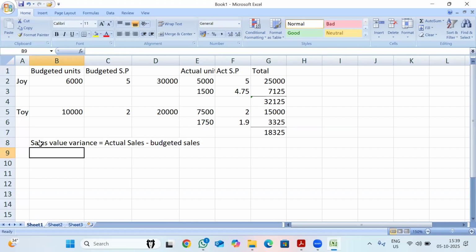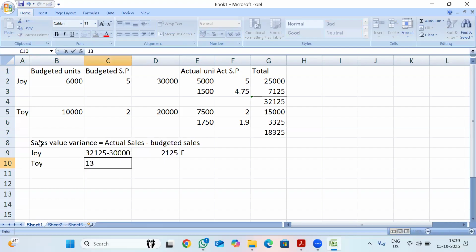So for Joy, my actual sales is 32,125 and my budgeted sales is 30,000, so 2,125 is favorable. Then let's calculate for Toy. My actual sales is 18,325 and budgeted sales is 20,000. So here it results in negative, that means adverse. 1,675 is adverse. So as a whole, the total for your company as a whole is 450, and this results in positive. So this is in favor.